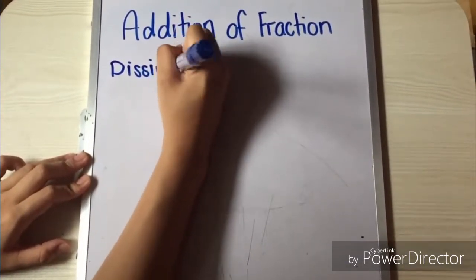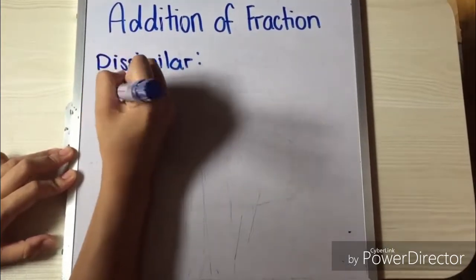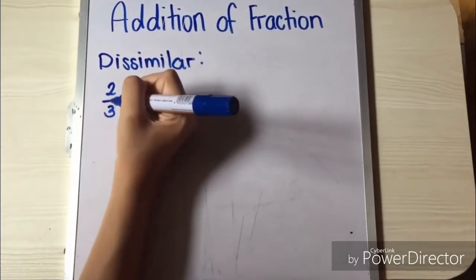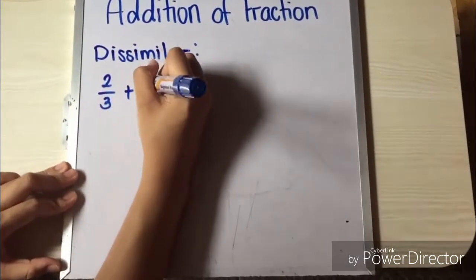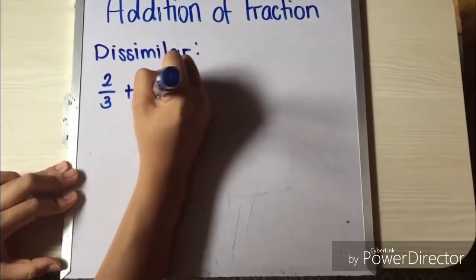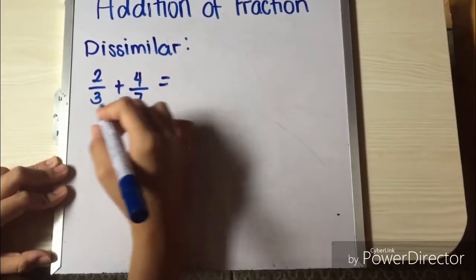The dissimilar fractions are so-called unlike fractions because their denominators are different. There are 3 steps to add fractions. Step 1. Make sure that the bottom numbers, or the denominators, are the same. If not, find their LCM or least common multiple.